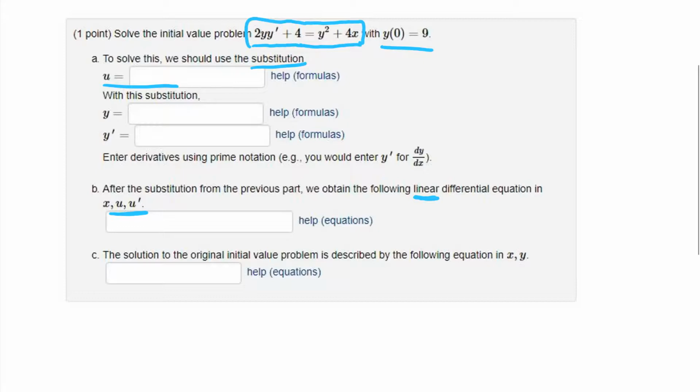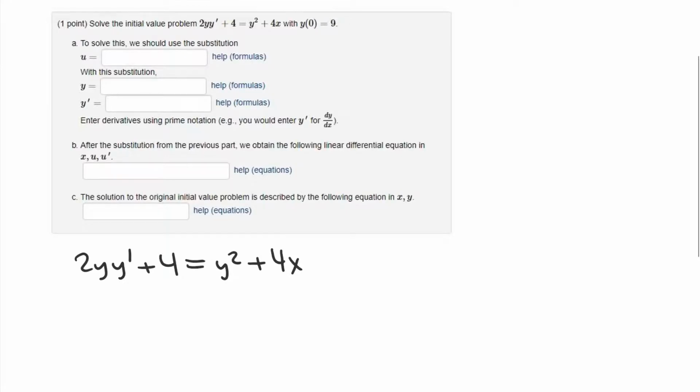And then we're going to plug this expression back in for y and find the general solution in terms of y. And then we're going to use the initial value to find the particular solution for y. Okay, so first things first, we have to figure out what substitution we want.